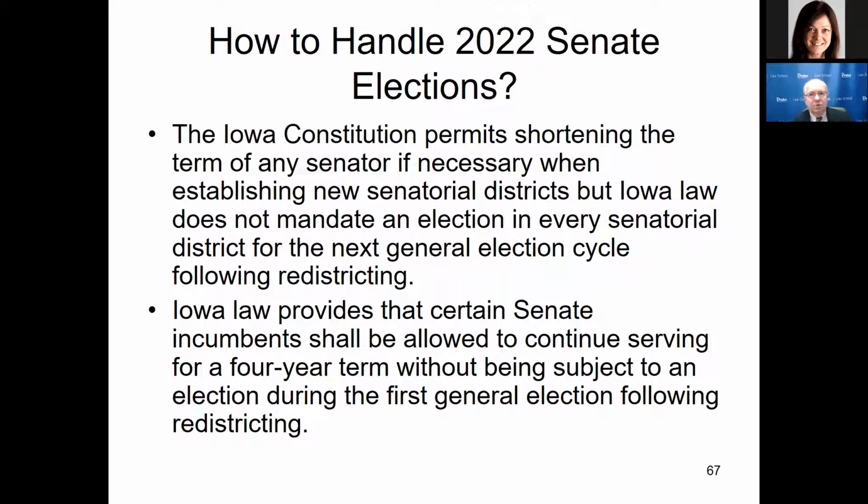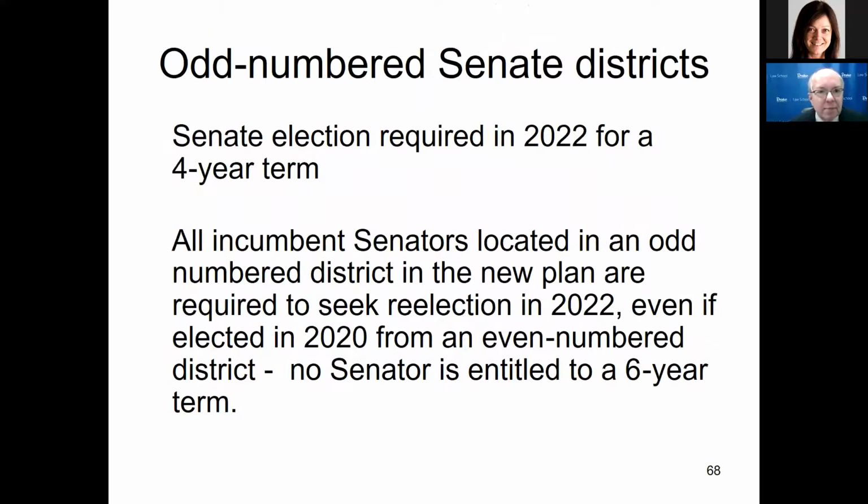The Iowa Constitution permits shortening the term of any senator if necessary when establishing new senatorial districts. But Iowa law does not mandate an election in every senatorial district for the next general election cycle, even though that's what the Iowa Supreme Court did in 1972. Iowa law does provide that certain Senate incumbents shall be allowed to continue serving for a 4-year term without being subject to an election during the first general election following their districting.